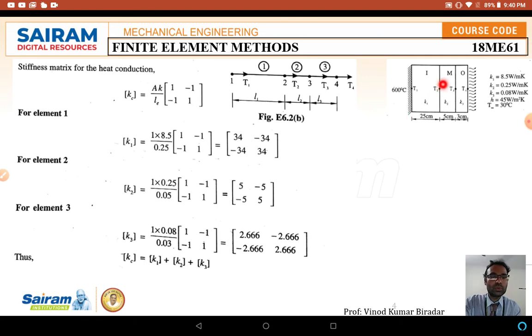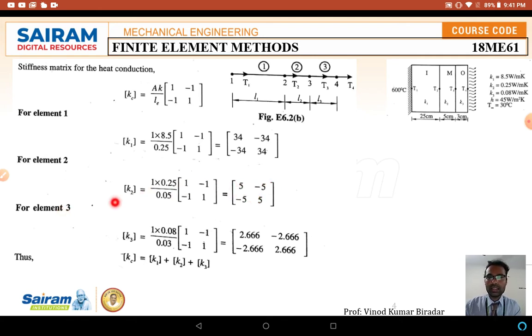Similarly, there are two more elements, the middle and the outer. So calculate K2 and K3. Same formula, just replace K2, L2 and K3, L3. Let us assume the area for all the elements is equal to 1. Similarly, for the second element, K2 is equal to area, let us assume 1, into 0.025. You have to convert that into meter, so length is equal to 0.05 for the second element. The first element length is 25, the second element length is 5, and the third element is 3 centimeter. Substitute here, and you are going to get the stiffness matrix due to conduction for the second element equal to 5 minus 5, minus 5 5.